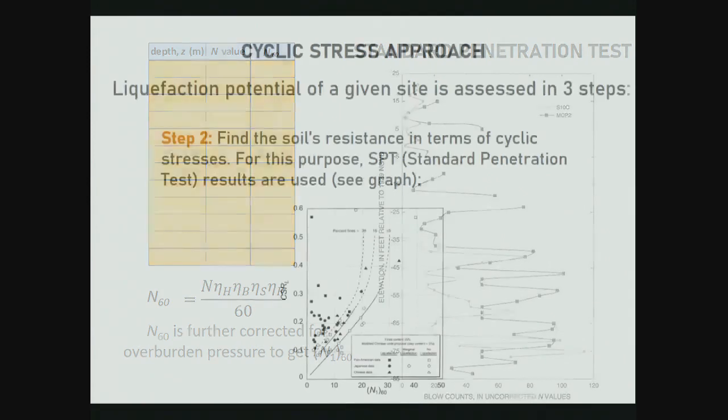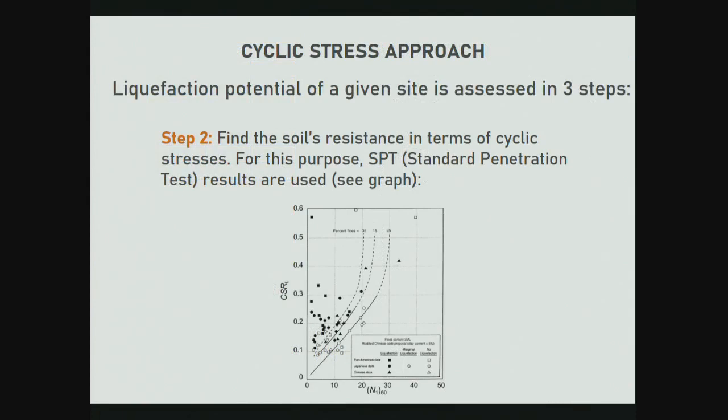Now this is what is plotted in this graph, with N1,60 on the x-axis and cyclic stress ratio required to cause liquefaction on the y-axis. So this is the soil's available resistance, with greater N values captured in greater N1,60 values. The soil's resistance is high. If you have N1,60 of 10, the soil resistance is only 0.15, for example. If you have N1,60 of 20, then the soil's resistance is 0.3.